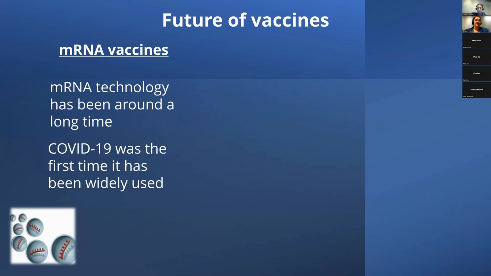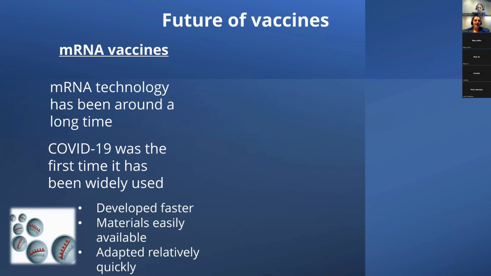So yes, it was the first time it was widely used around the world for a vaccine against COVID-19. But it doesn't mean that the technology didn't exist before. It's not the first time it's been used. It's been around a long time, and it's been a really amazing technology. Some of the reasons are it can be developed faster than a lot of the other vaccines because the materials are easily available. And the way that it's developed, you can adapt it to new strains a lot faster, because of how it works.